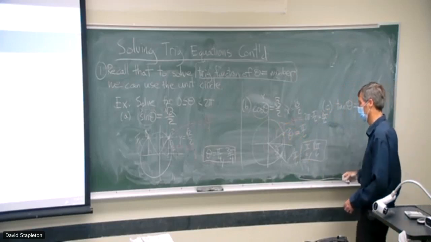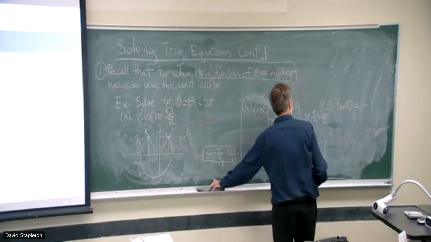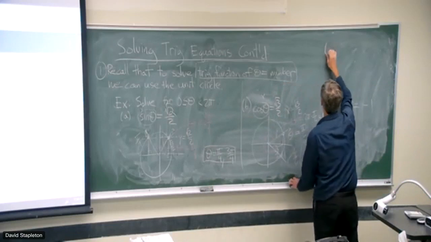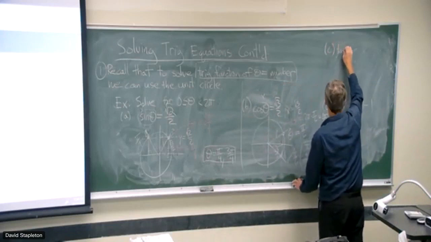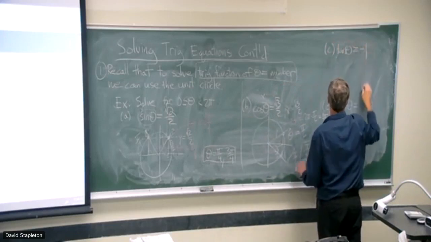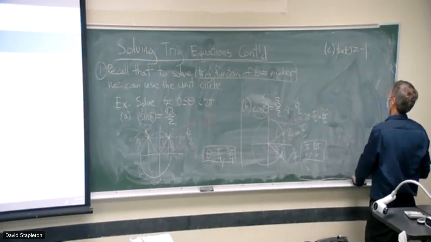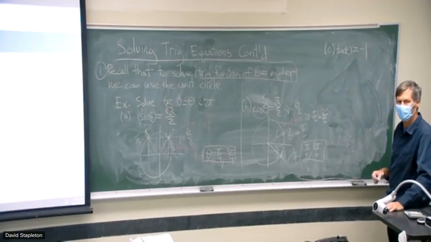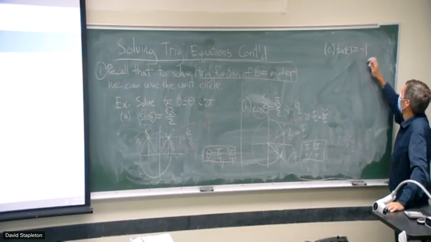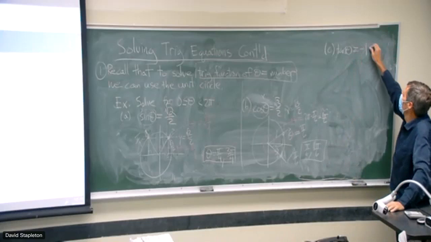Then tangent is the hardest one. Maybe I should leave more room. Something so optimistic. Let's put it up here. See, we can have tangent theta equals -1 and solve for what angles theta have tangent equal -1. Remember how to do tangent or cotangent, the hard cases? You can do it another way if you like.